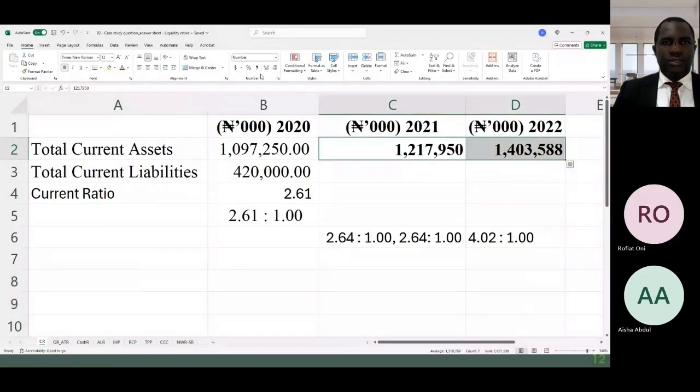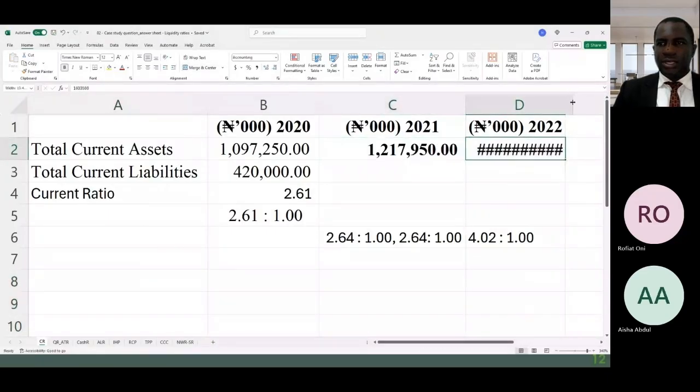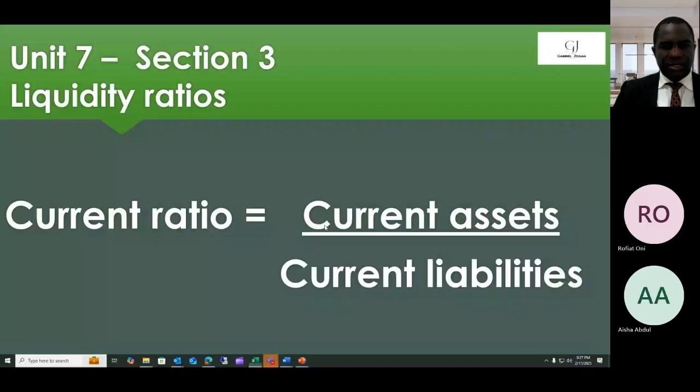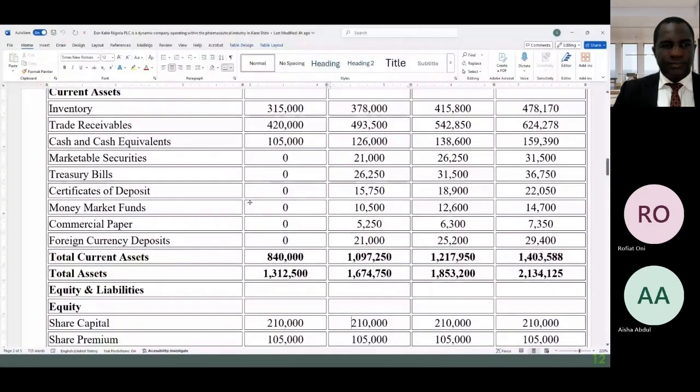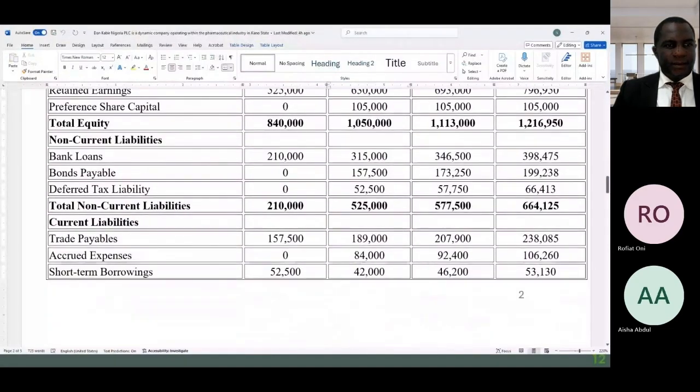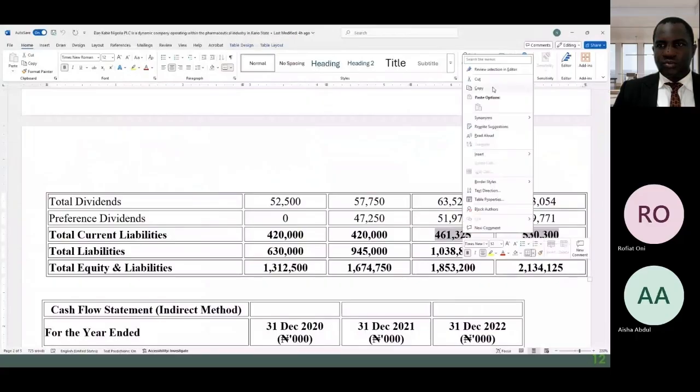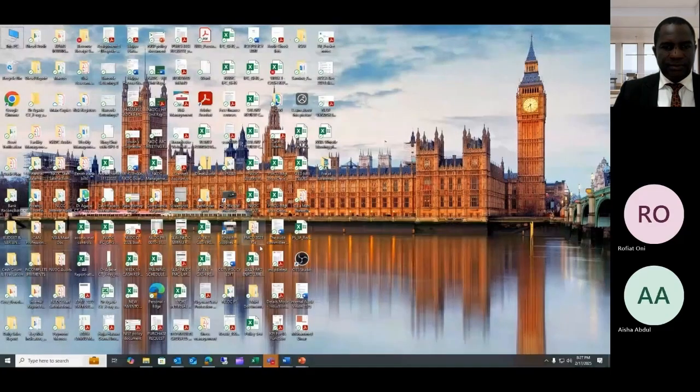So I have it exactly here for 2020 and 2021. Let me go pick the current liability. The total current liability for 2021 and 2022 is 461 and 530.